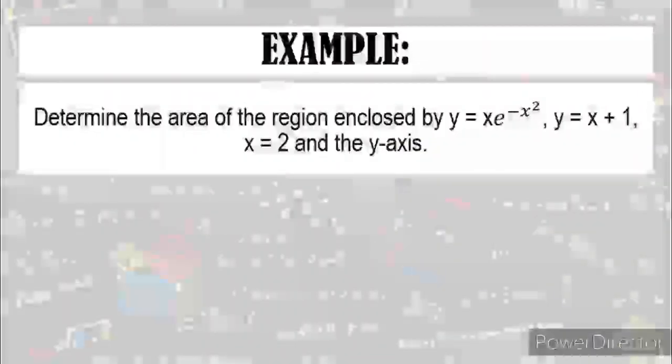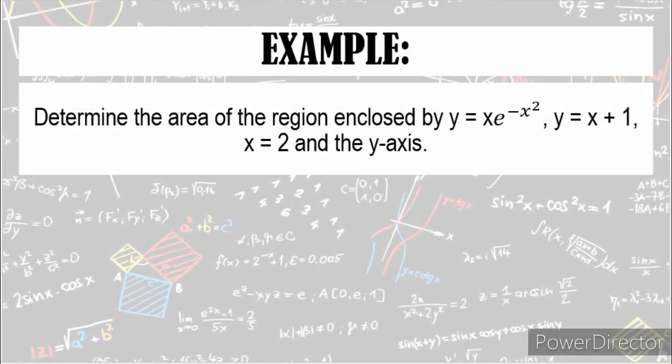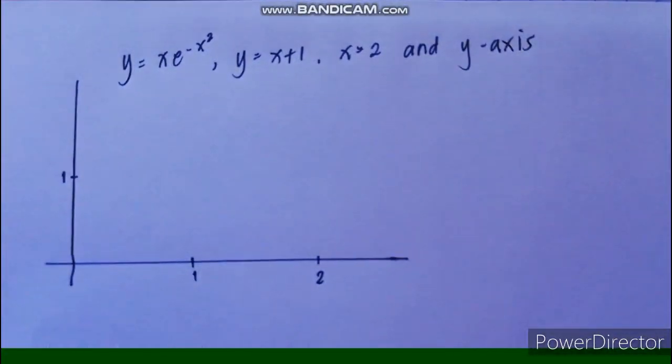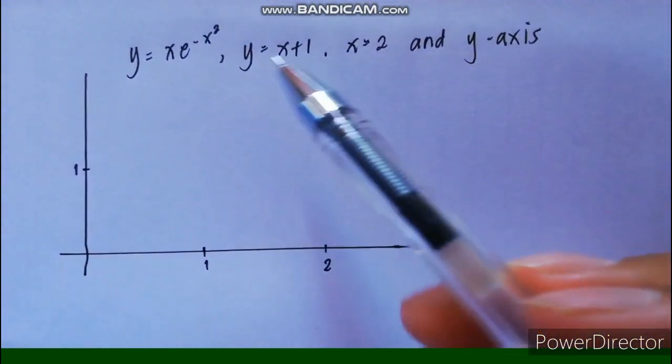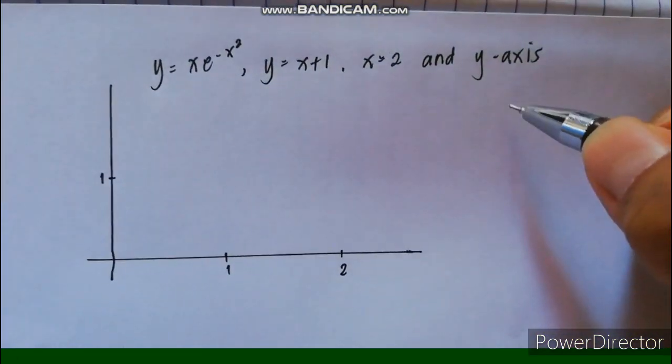So our next example, determine the area of the region enclosed by y is equal to x e raised to negative x squared, y is equal to x plus 1, x is equal to 2, and the y-axis. So in this problem, of course, we have to visualize first the bounded region.